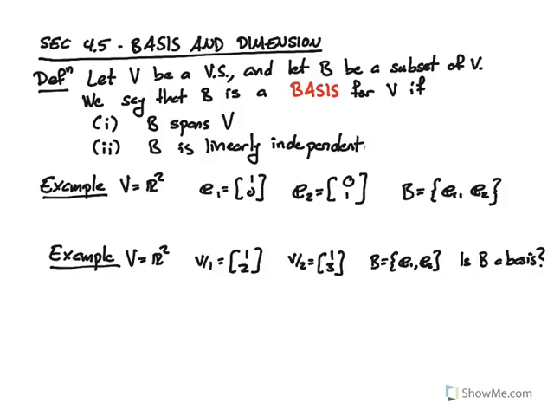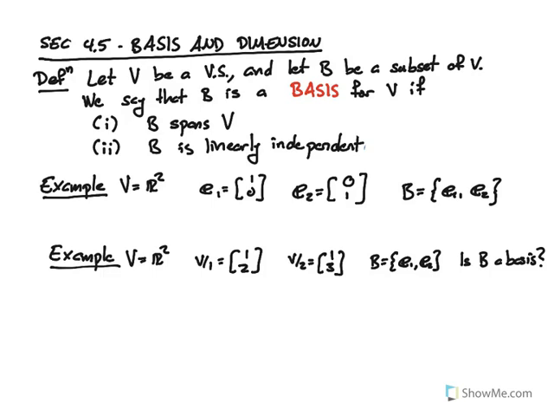We have arrived at section 4.5, which discusses the concepts of basis and dimension. So let's start with a definition. Let V be a vector space and let B be a subset of V. Then we say that B is a basis for the vector space if it spans V and if the elements of B are linearly independent.